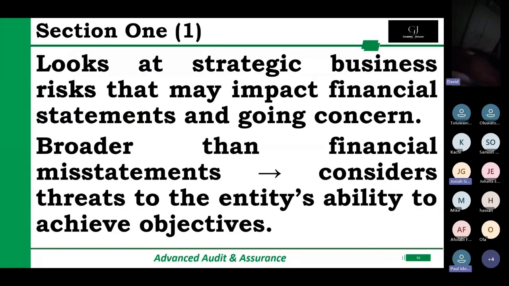So the strategy the big four uses, because most of them are the ones that audit these big or large companies, they use it to look at areas of financial statement impact and also the futuristic operations and the sustainability of the business. So it's broader than financial misstatement because it considers threats to the entity's ability to achieve its objective. So not just looking at the financial statements and the fair presentation of items, it goes beyond that to look at issues, risks, threats, most of them external to the entity.